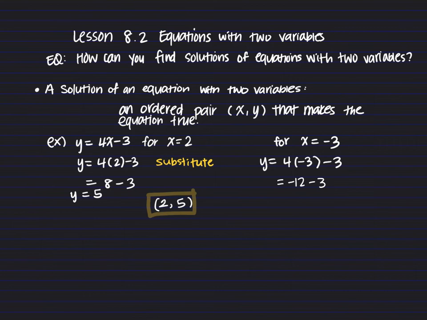Since you start from a negative number and then move more negative, your y is negative 15. So when my x is negative 3, my y is negative 15, and that is your new solution when you have x equals negative 3.